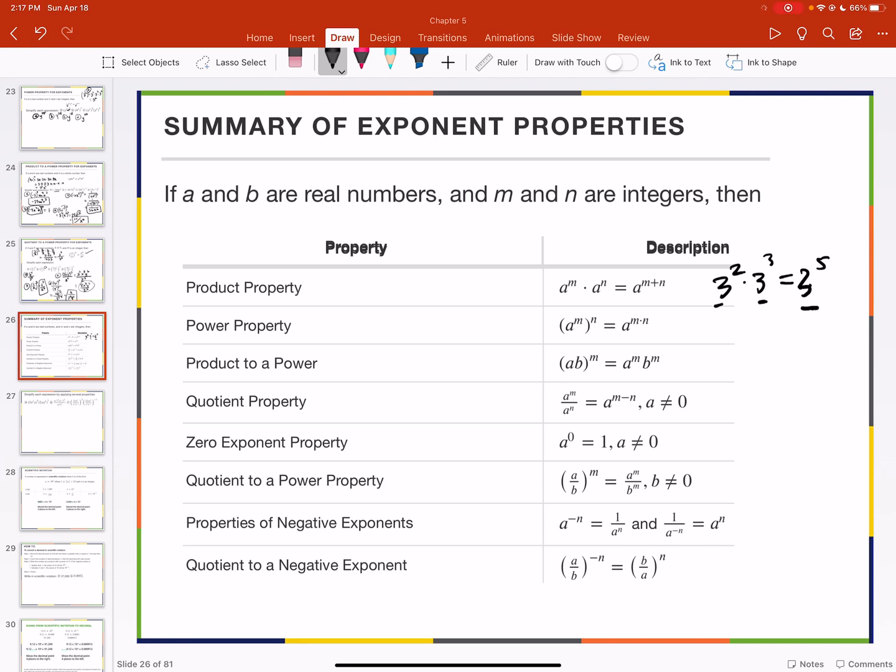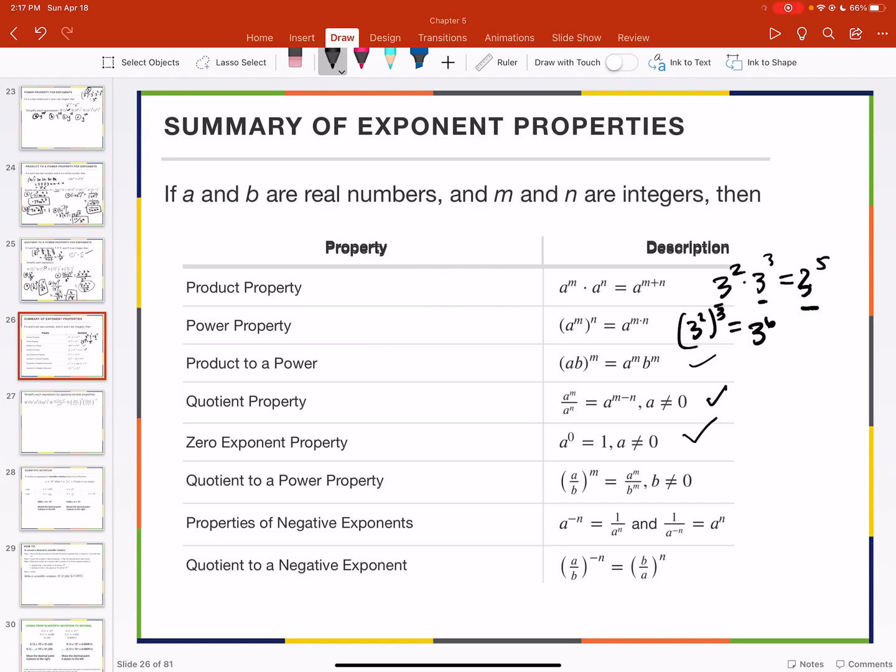Power is a base raised to an exponent raised to another exponent. You would multiply them. So 3 to the 2 to the third power is equal to 3 to the 6th. So see the difference? Then you can distribute, subtract, right? We're subtracting top minus bottom.